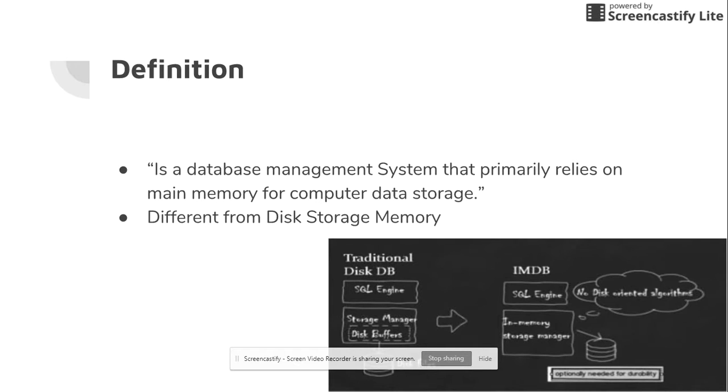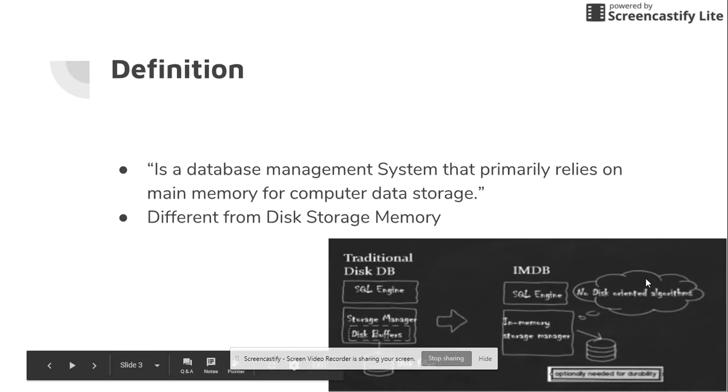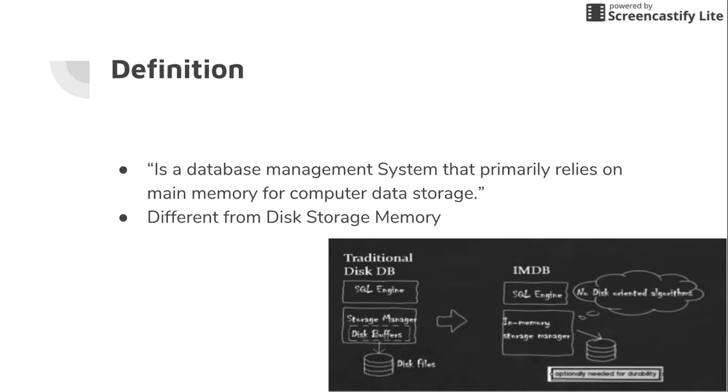As you can see, it's a little different from disk storage memory. As you can see from the graphic below, disk storage stores all its memory on a disk drive, and in-memory has it on the CPU itself. That's essentially the biggest difference between in-memory databases and disk storage databases. I'll tell you a little more about disk storage later on in this presentation.